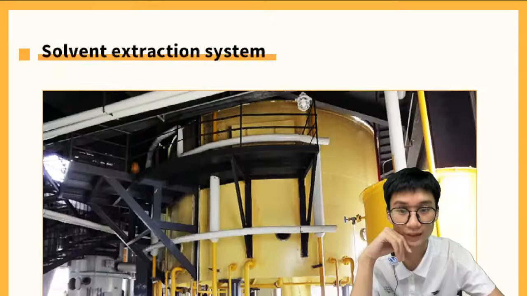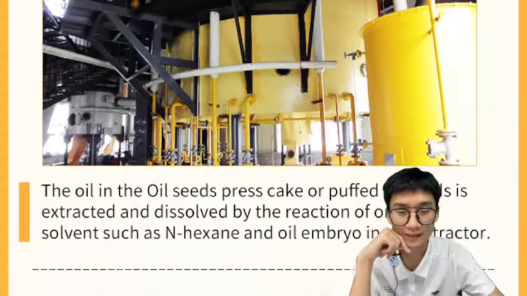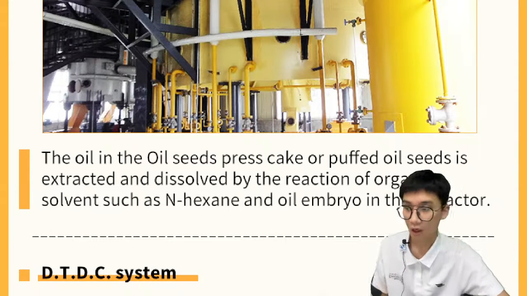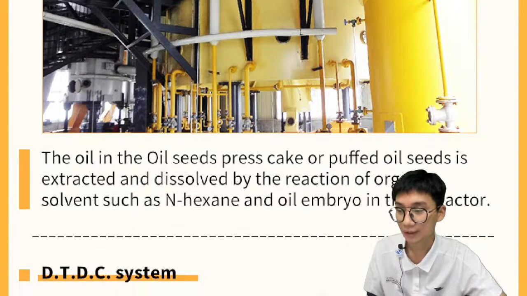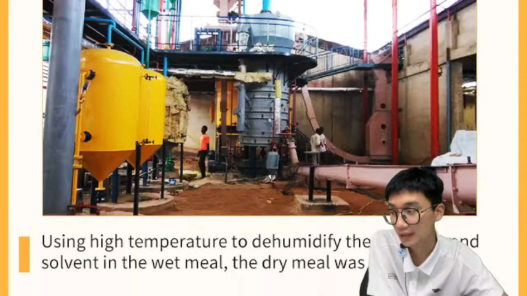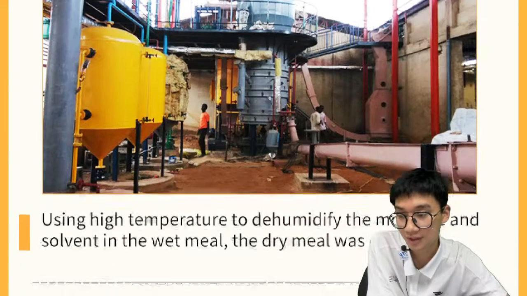And this is our solvent extraction system. The oil in the oil seeds press cake or puffed oil seeds is extracted and dissolved by the reaction of organic solvents such as hexane and oil embryo in the extractor. And this is our DTDC. It uses high temperature to remove the moisture and solvent in the wet meal. The dry meal is obtained.